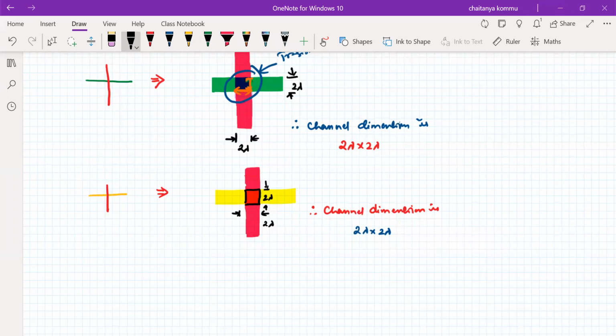The length of the channel means from source to drain, right? So this is, for example, the source and this is the drain. Source to drain is the length. The width of the PMOS transistor will be the length of this one. So the width of the diffusion is nothing but the width of the transistor. Okay.